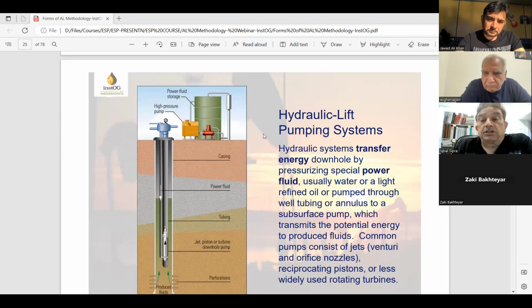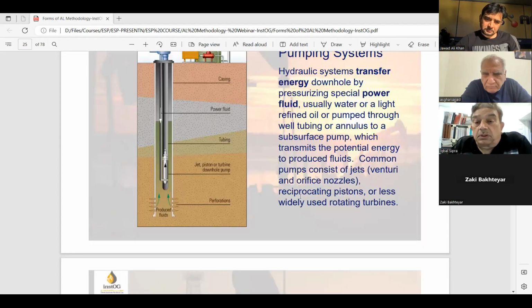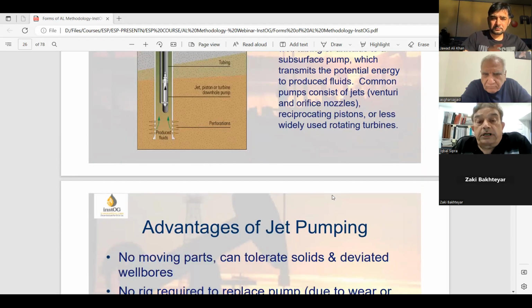A hydraulic lift pumping system transfers energy to downhole by pressurizing a special fluid, the power fluid. Usually water or light refined oil is pumped through well tubing or annulus to a downhole pump, which transfers the potential energy to produce fluids. Common pumps consist of jet, venturi, and nozzle types. Reciprocating pistons are less widely used, as are rotating turbines.